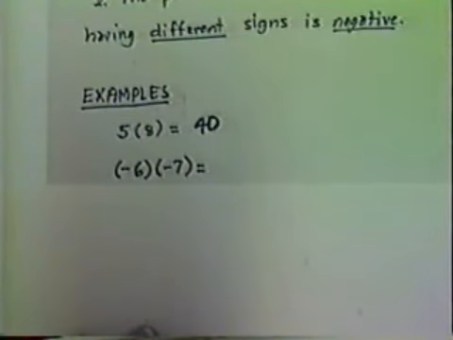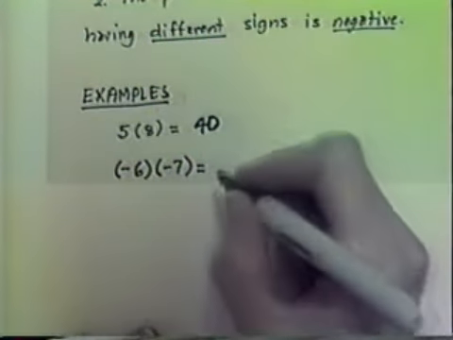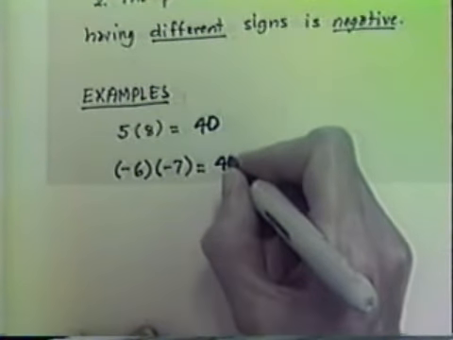Negative 6 times negative 7. These two numbers have the same sign. Therefore, their product is positive 42.